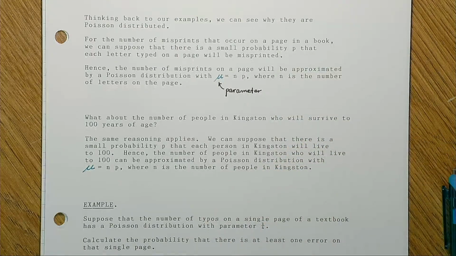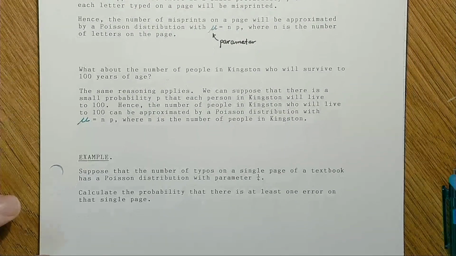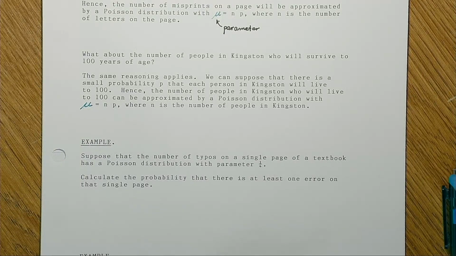And the same thing happens, like I said, with the number of people in Kingston who will survive to be 100 years old. The probability of that happening for a person is very small, and you can approximate it by multiplying the number of people in Kingston by that probability. And that would be the parameter for the Poisson distribution.